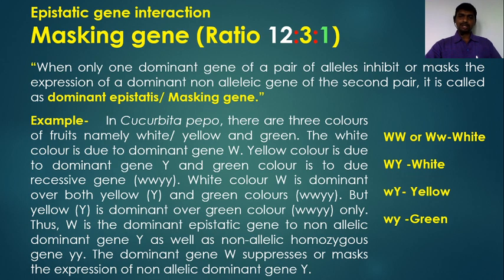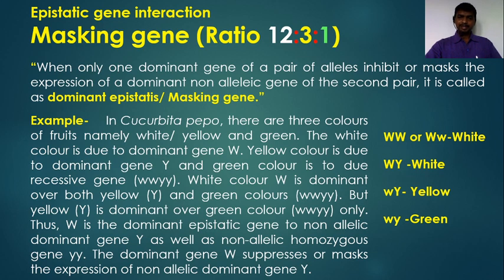So here there are two genes, W and Y. If the W is dominant, then the phenotypic expression is white. If the Y is dominant, then the phenotypic expression is yellow. If both are recessive, the phenotypic expression is green.